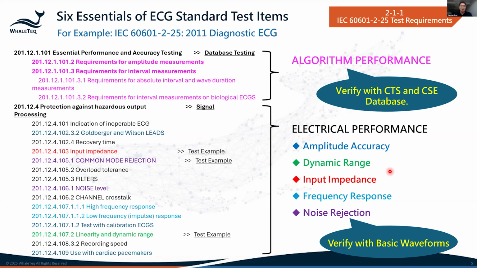Next, dynamic range. Humans aren't perfect, and electrodes aren't always perfect either. We test dynamic range to ensure your ECG machine is compatible with a wide variety of patient groups, and your hardware must be able to handle unexpected DC offset that naturally occurs between different limbs.